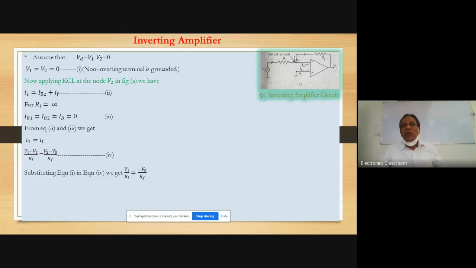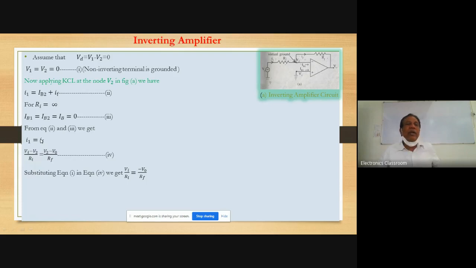म्हणजे Vi minus V2 is nothing but potential difference between the 2 points divided by resistance between the 2 points. Resistance between the 2 points म्हणजे Vi आणि V2 मधला रेजिस्टन्स काय आहे? Ri आहे. म्हणून the value of current I1 equal to Vi minus V2 divided by Ri. So this is the value of the current I1.